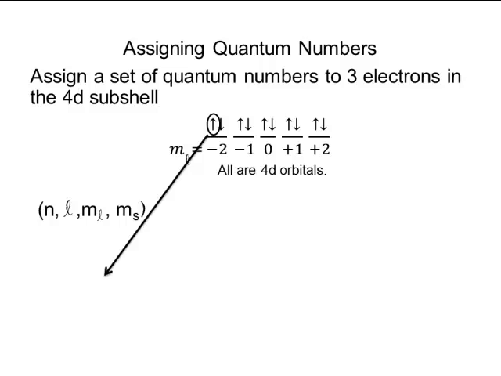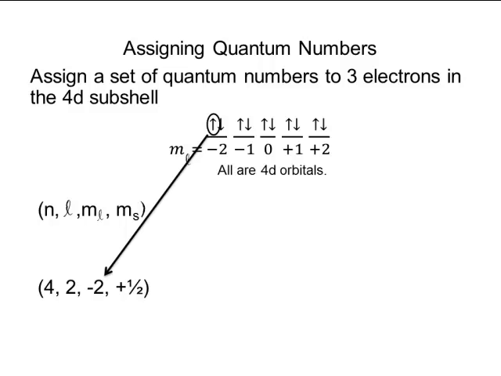So for those quantum numbers, my n value would be 4. Why? Well, because those are all 4d orbitals, so n equals 4 for those. My L value would be 2. Why? Well, because they're in the d subshell, so L equals 2. My m sub L value would be minus 2, because I've designated that particular orbital as a minus 2 for my m sub L value. And then my m sub S would be a plus 1/2, because it's a spin-up electron. The electron right next to it would be 4, 2, minus 2, minus 1/2, because it's a spin down, but it's in the same orbital.